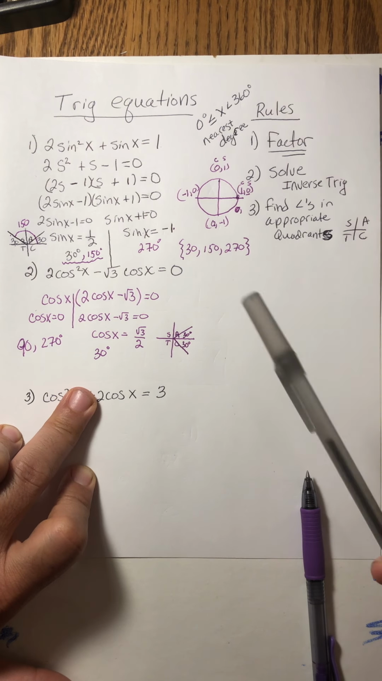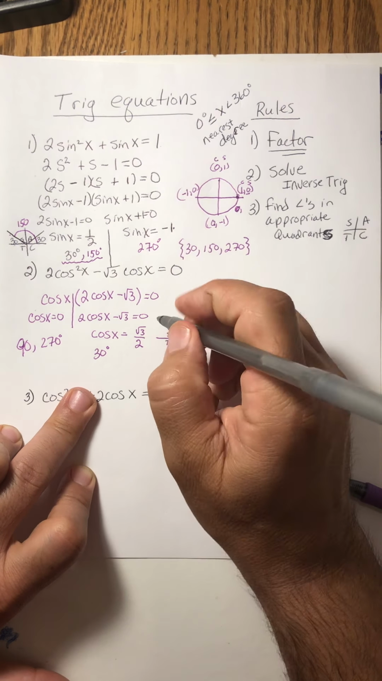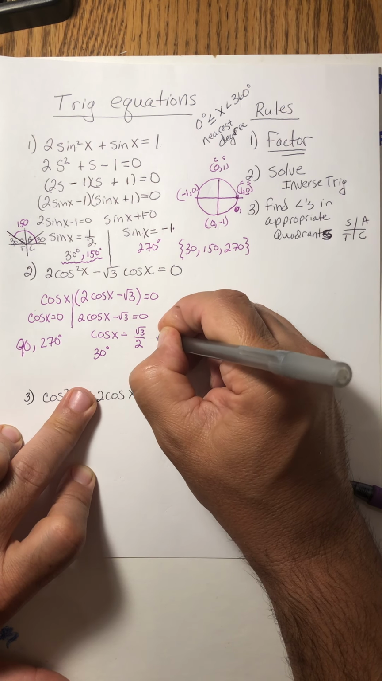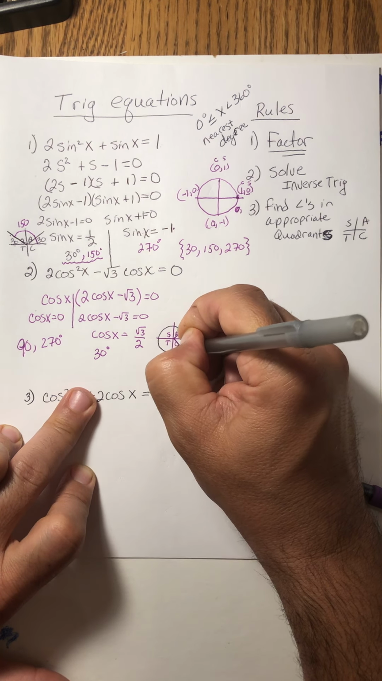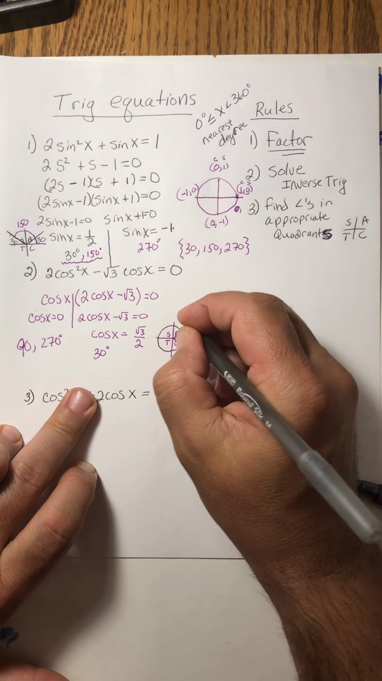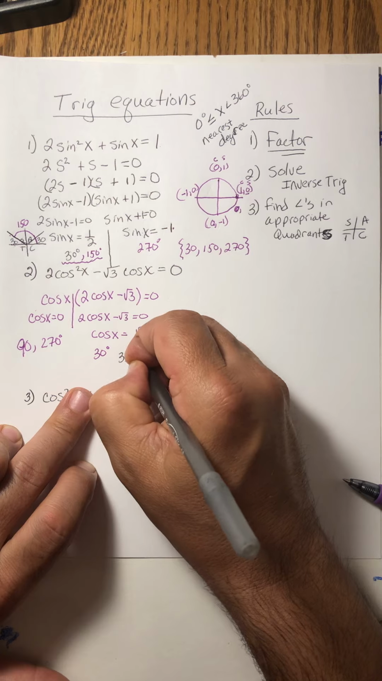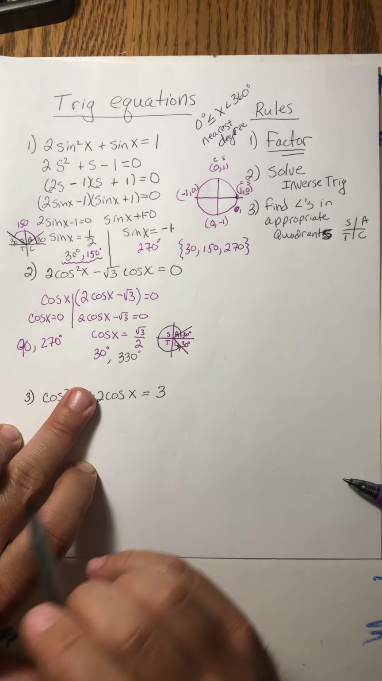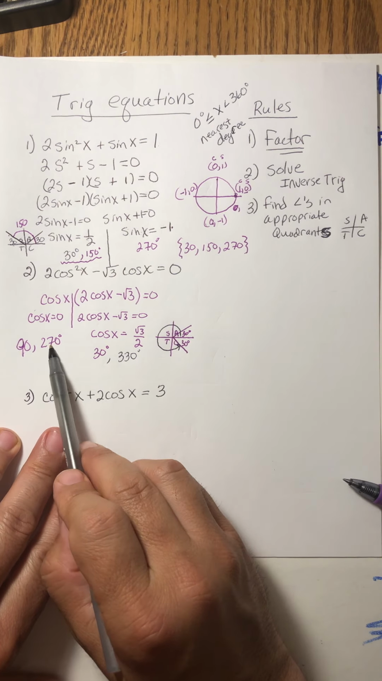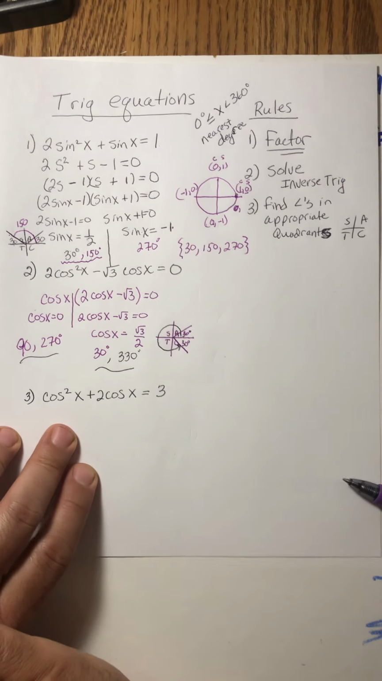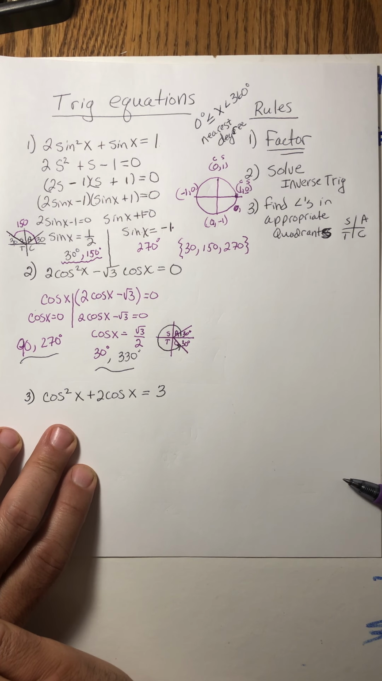So we need the official angle that starts on the positive side of the x-axis and goes all the way around. Looks like a Pac-Man. Okay? So now that answer would be 330. Okay? So this has four answers: a 90, 270, 30, and 330. Four possible answers here. Okay?